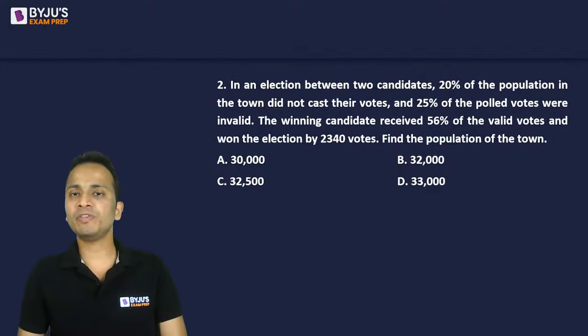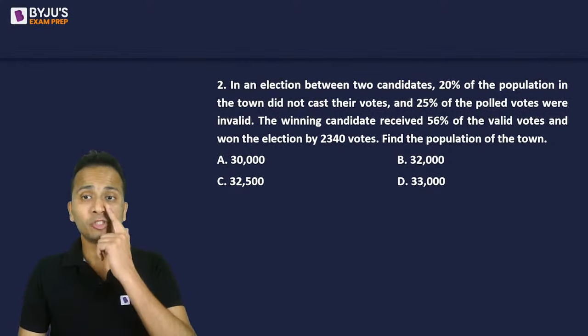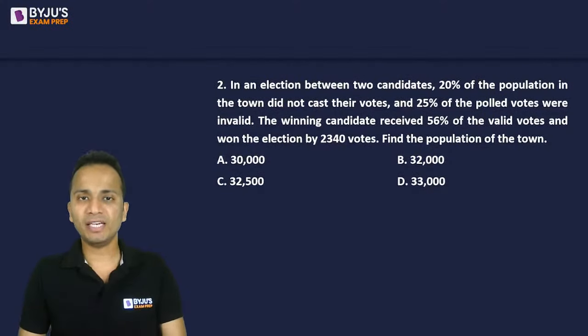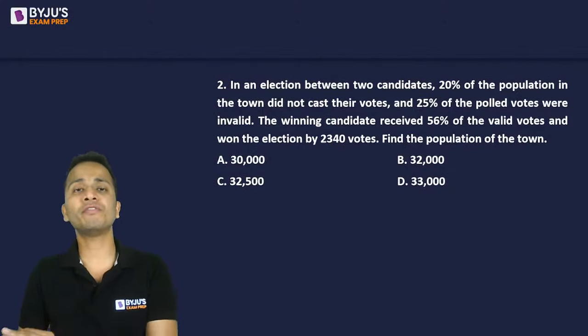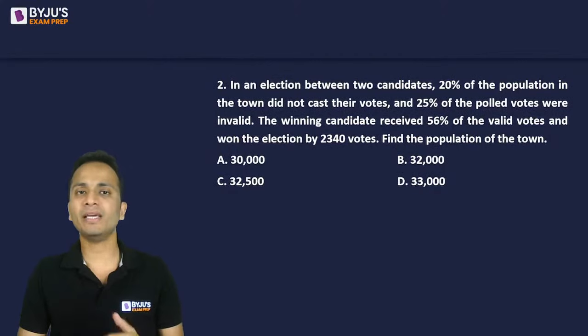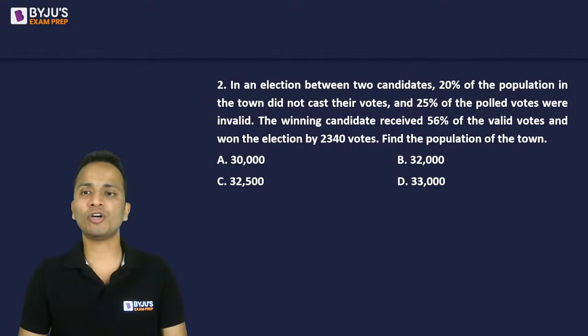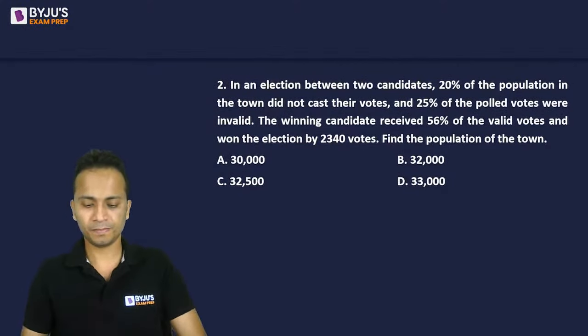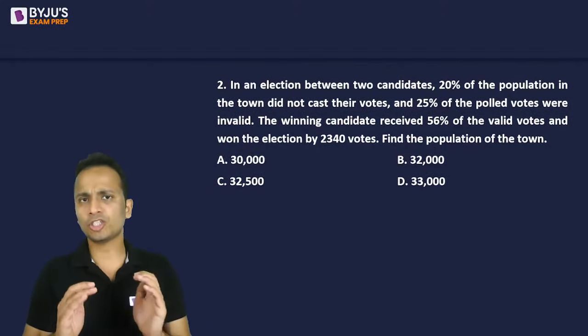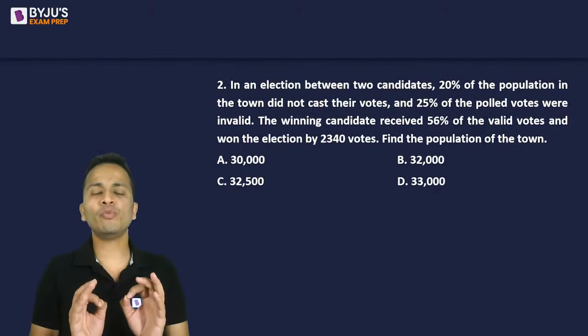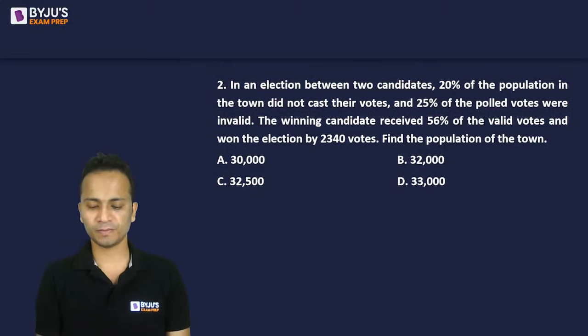So, in an election between two candidates, 20% of the population in the town did not cast their votes. 25% of the polled votes were invalid. The winning candidate received 56% of the valid votes and won by 2,340 votes. You will have to find out the total population of the town. Again, just go step by step and you will definitely get the answer for this question.